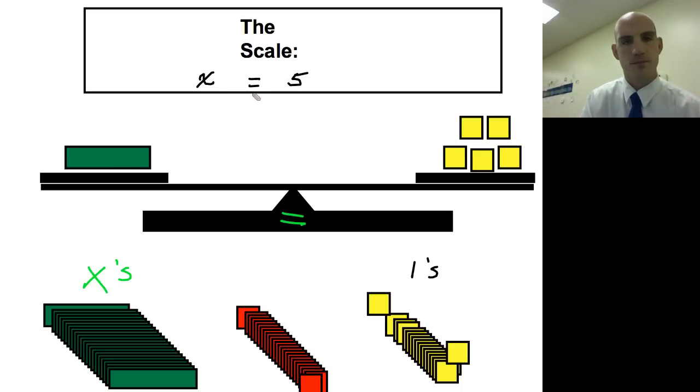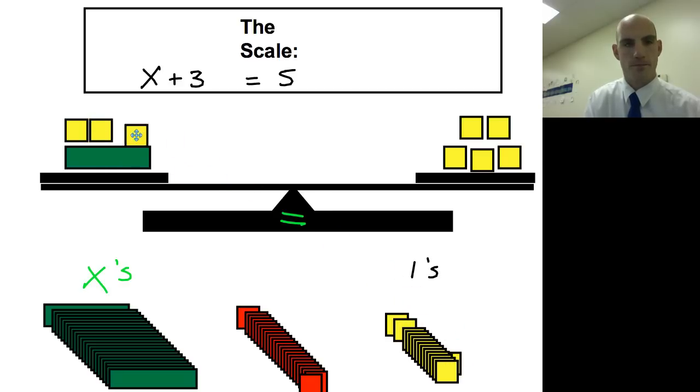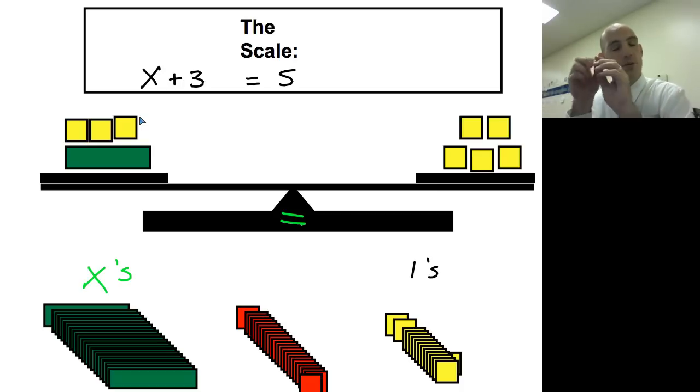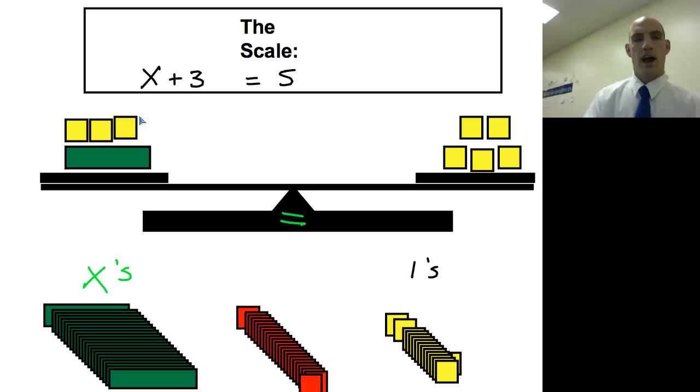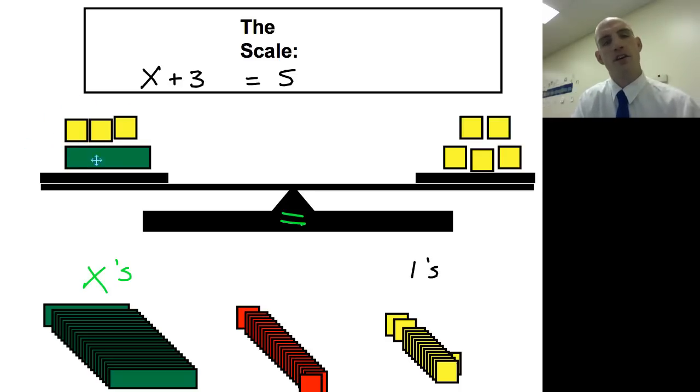What if I have something where it's not x that equals 5, but it's like x plus 3 equals 5. Well, then I'm going to have x over here, but I'm also going to have 3 of these yellow ones. And notice, I've got that green x and 3 little yellow ones that are equal to 5 of the yellow ones. Well, if I want to find out what x equals, how many pieces is x worth? I can see already, what do I need to get rid of on this side in order to have just the x? I want to know what just the x equals.